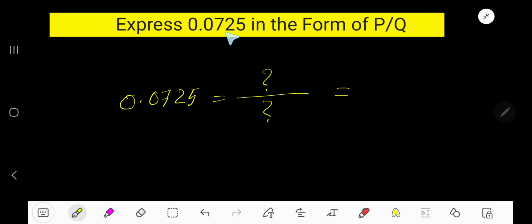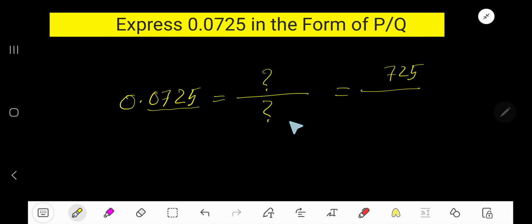Express 0.0725 in the form of p by q, that is, 0.0725 into fraction in simplest form. So we need a numerator and a denominator. For the numerator, just skip the decimal and write the number you are getting. So we are getting here 0725. This 0 doesn't have any value.